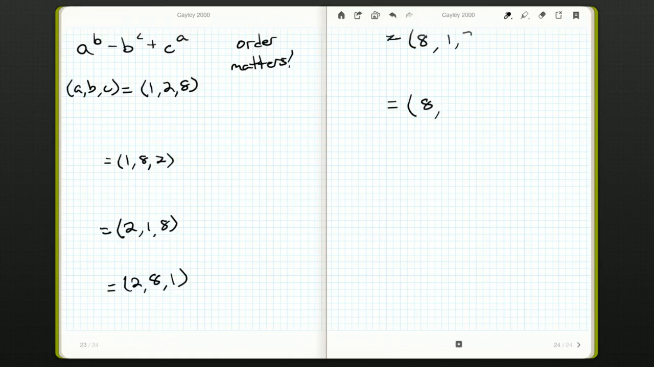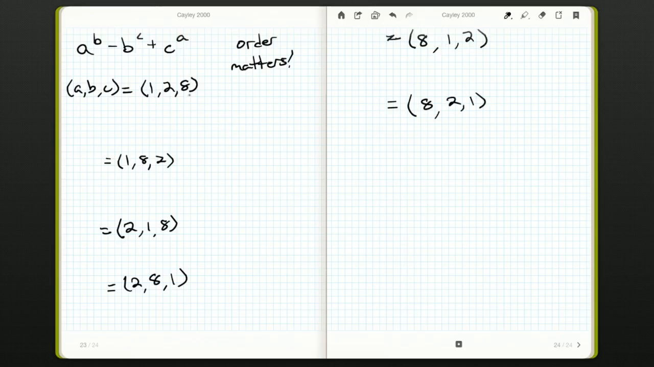We'll get 8, 1, 2. I'm just going in order. And then 8, 2, 1. And I think this one's going to be biggest, because it's got that 1 in the middle that makes b to the c as small as possible, and it's got c to the a being pretty darn big. So let's see what we've got here.